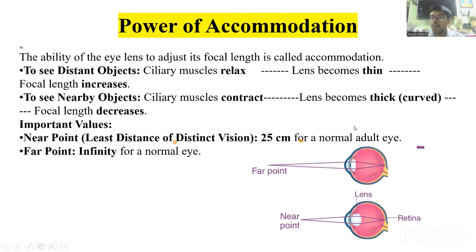So now next point, what is the near point? That is, you can see something very clearly after 25 centimeter and up to infinity. So what is the range of human hearing? If you studied in 9th, the hearing range is 20 hertz to 20 kilohertz.